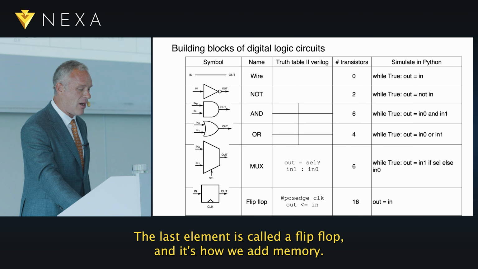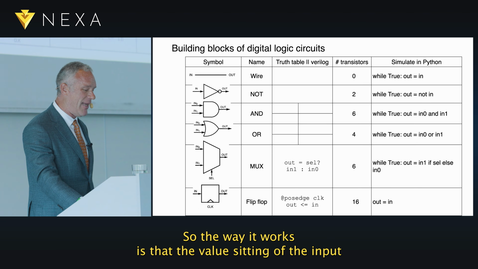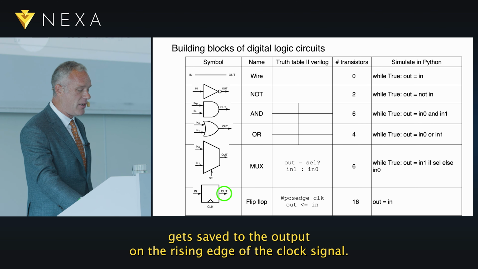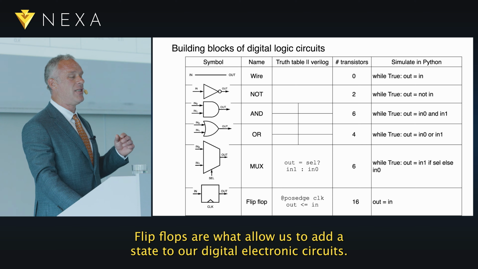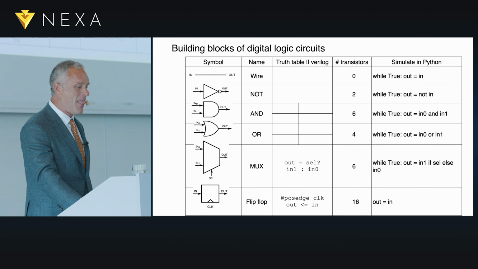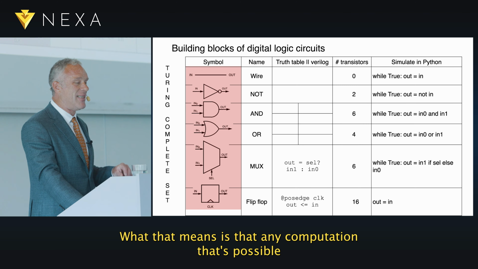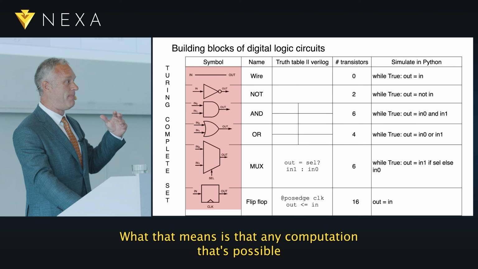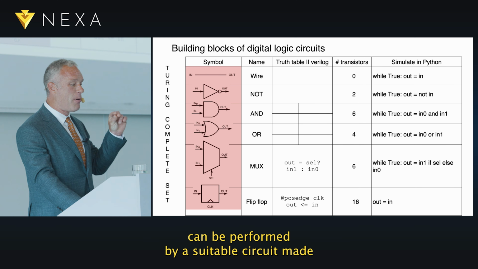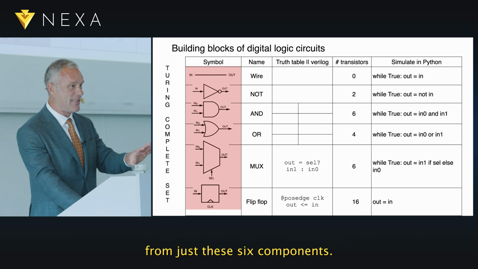The last element is called a flip-flop, and it's how we add memory. So the way it works is that the value sitting at the input gets saved to the output on the rising edge of the clock signal. Flip-flops are what allow us to add state to our digital electronic circuits. Together, these form a Turing complete set. What that means is that any computation that's possible can be performed by a suitable circuit made from just these 6 components.